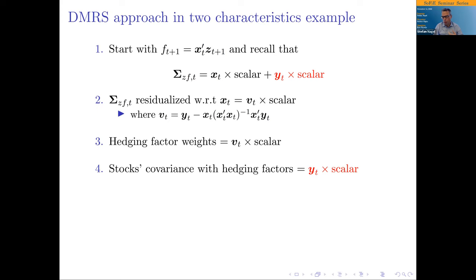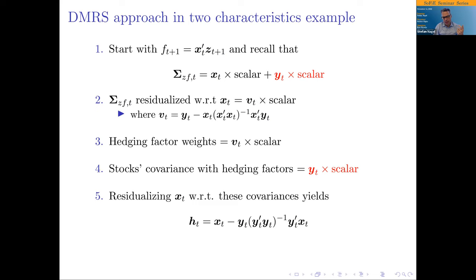And then once you residualize the factor weights with regard to these covariances with hedging factors, you end up with hedged factor weights that take out from X the component that is related to Y, right? And this gives you the perfect factor, because you have now eliminated that part of X that creates that distortion through its correlation with Y. As a consequence, stocks' covariances with these hedge factors are proportional to X, and they're also proportional to conditional expected returns.